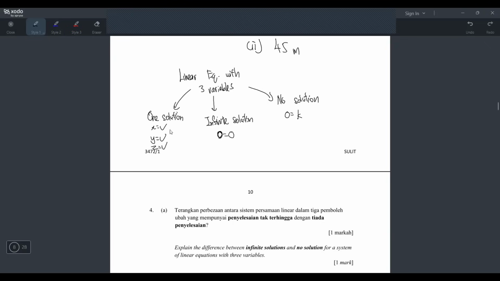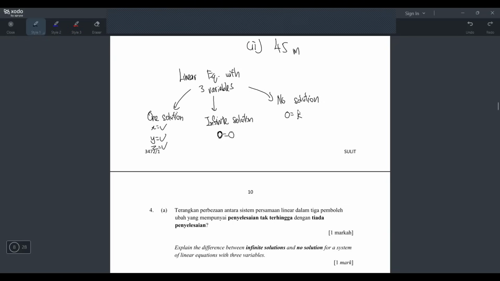So I repeat one more time. One solution means you get one answer for x, y, z each. Infinite solution means you just end up with 0 equals 0, right? You do everything correctly, you just end up with this. Then it's infinite solution. And no solution is when you end up with 0 equals number. And the number can be anything like 0 equals 1, 0 equals 2, whatever. Okay. Then it means this question has no solution lah.